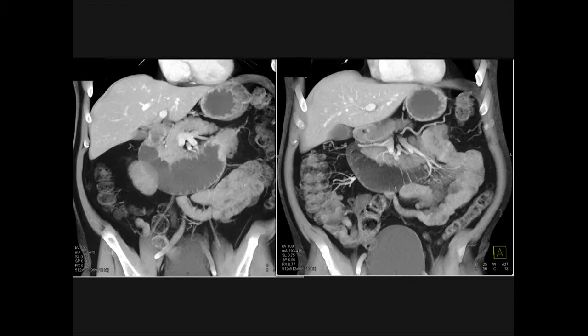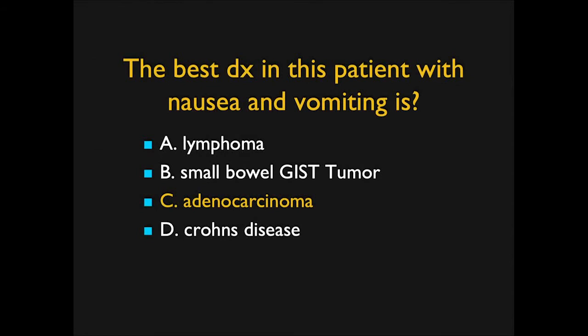So what could this be? Well, it's proximal bowel. It's more likely adenocarcinoma. The obstruction is more common in adenocarcinoma than lymphoma, and this was adenocarcinoma of the proximal jejunum, causing the patient's obstruction and clinical symptoms.